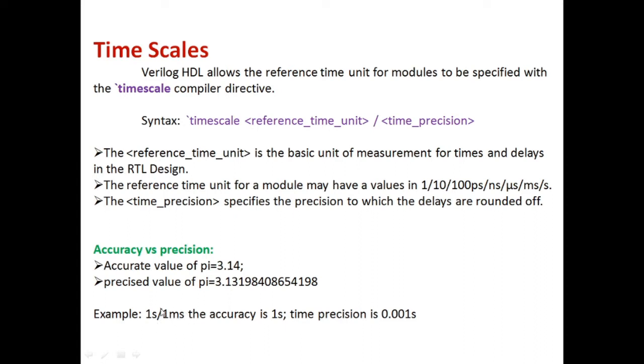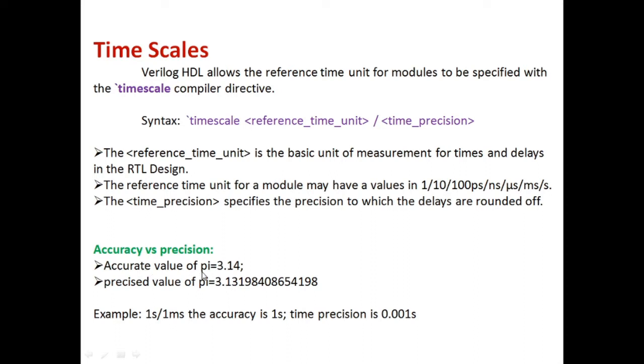That means, what is the delay? For example, the accurate value of the time unit is 1 second and the precise value of your time unit is 1.001 second, we can say. So before knowing in brief about the time scales, we should know certain terminologies like accuracy and precision.